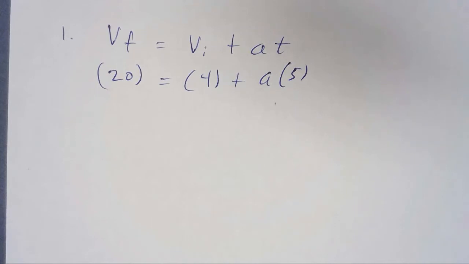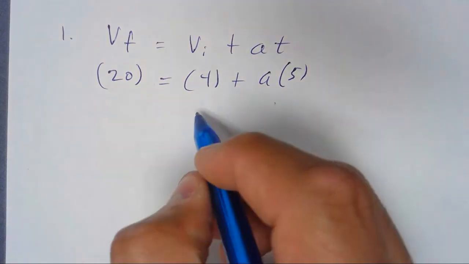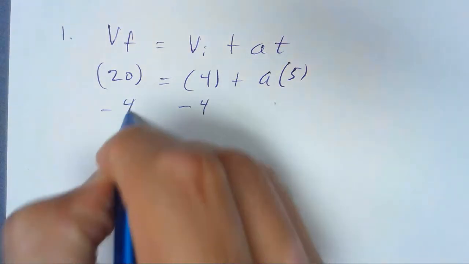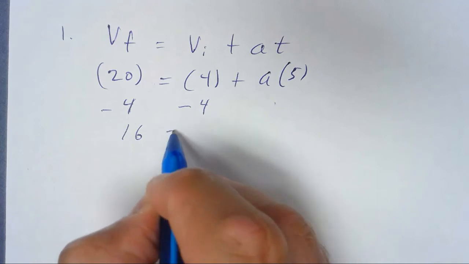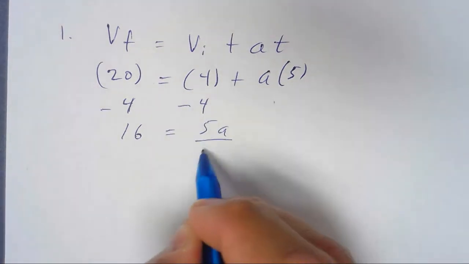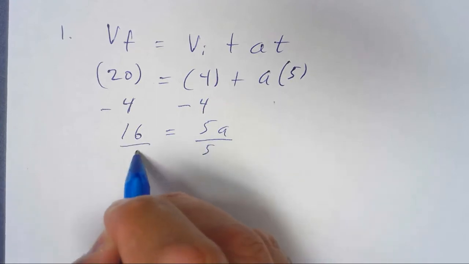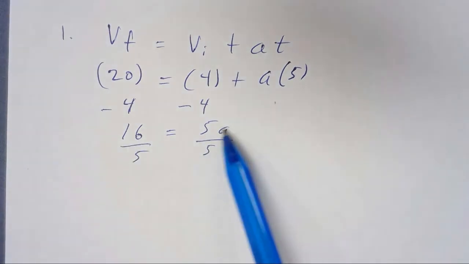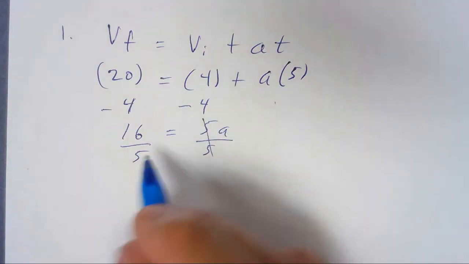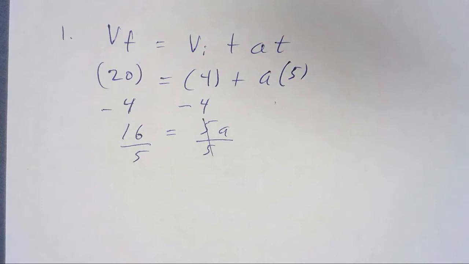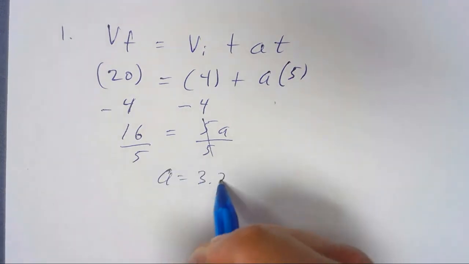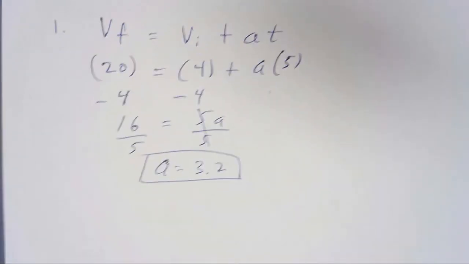There's really no simplification to do after this. We're just going to start doing algebra. We're going to subtract 4 from both sides to get rid of that. 20 minus 4 is 16 equals 5A or A5. And then we're going to divide by the 5 to get rid of it. Opposite operation, it's multiplied. We're going to divide, do that on both sides, gets rid of the 5 there, and then 16 divided by 5 is what we do here, and the answer is 3.2. There's our answer there.